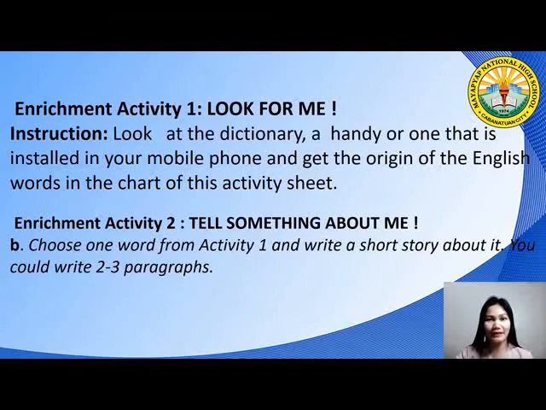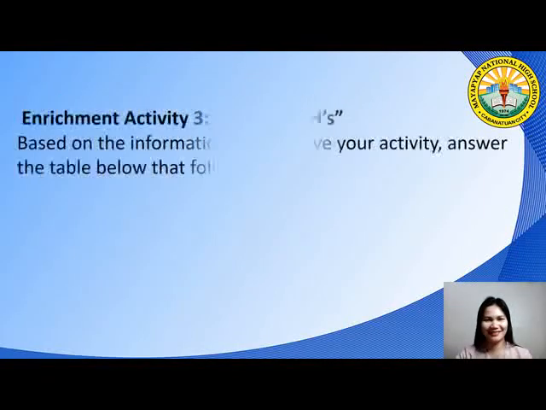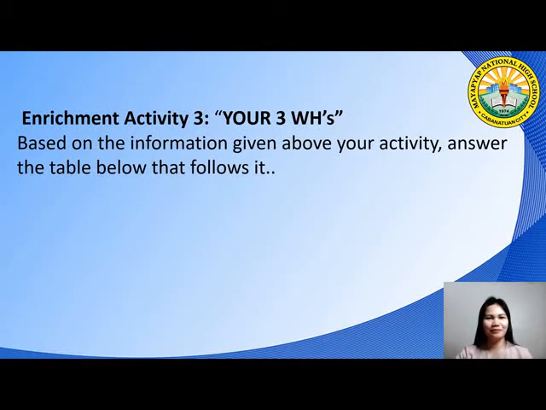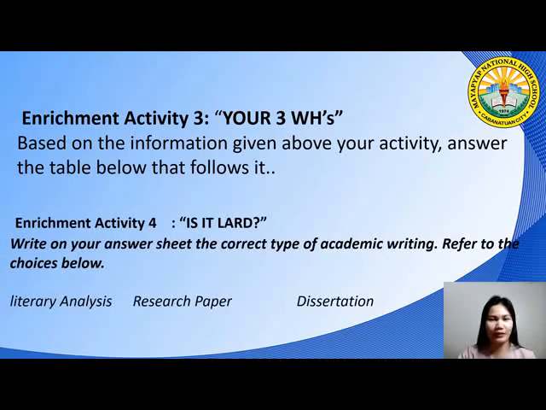For enrichment activity 2, choose one word from activity 1 and write a short story about it. You could write 2 to 3 paragraphs. For enrichment activity 3, based on the information given above your activity, you're going to answer the table below that follows it. For enrichment activity 4, you're going to write on your answer sheet the correct type of academic writing. Refer to the choices below. The choices are literary analysis, research paper, and dissertation.